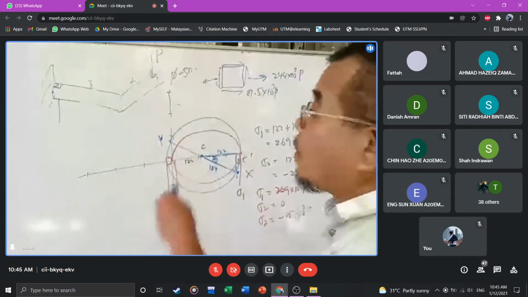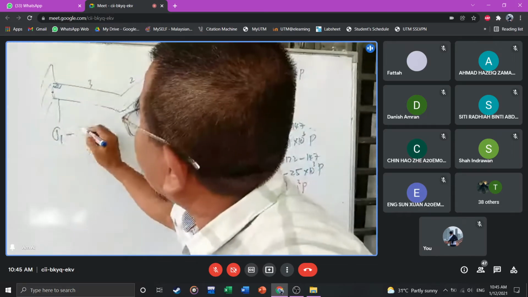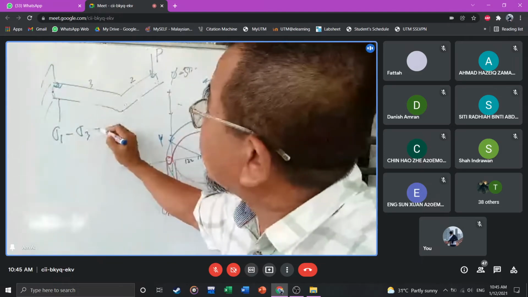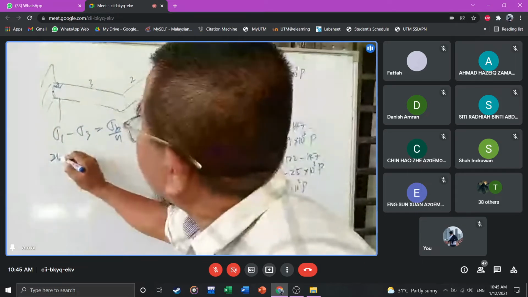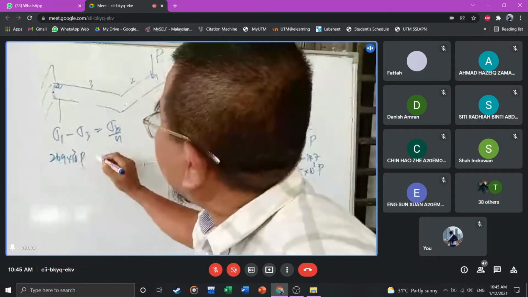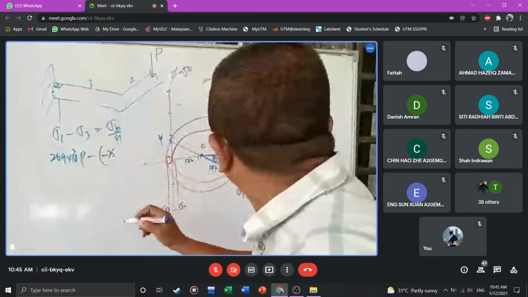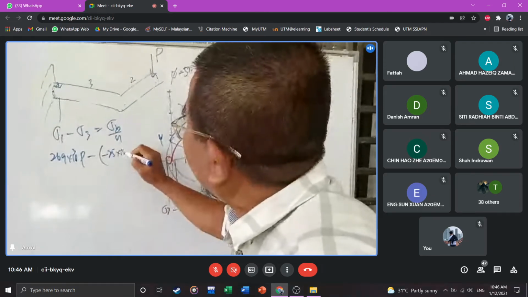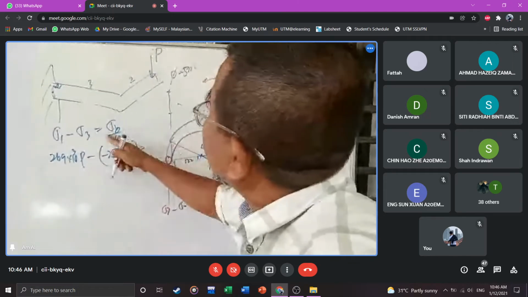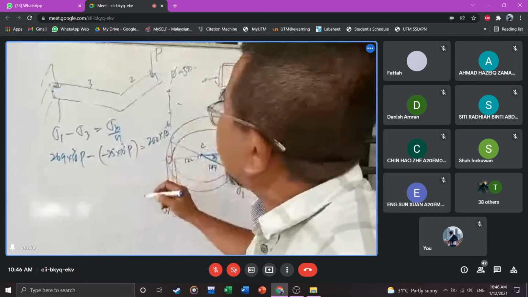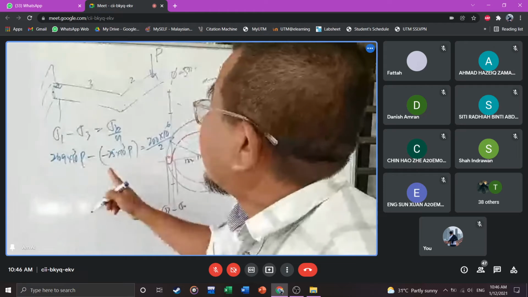And then, after you finish here, you want to solve your Tresca. Tresca says what? Sigma 1 minus sigma 3, maximum minus minimum, is equal to sigma y over n. My sigma 1 in this case is 269 × 10 to the power of 3 P, minus your sigma 3, which is minus 25 × 10 to the power of 3 P. Then equal to your sigma y, which is 210 × 10 to the power of 6. And then the safety factor, you decide, you put 2 there. And then you solve that one.